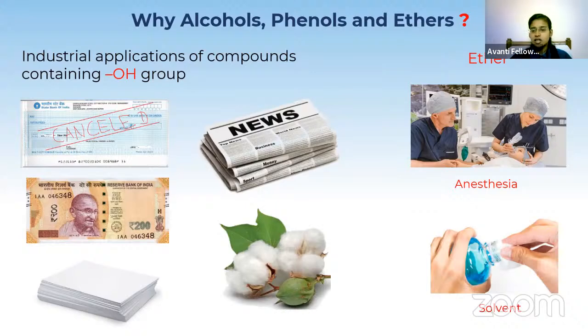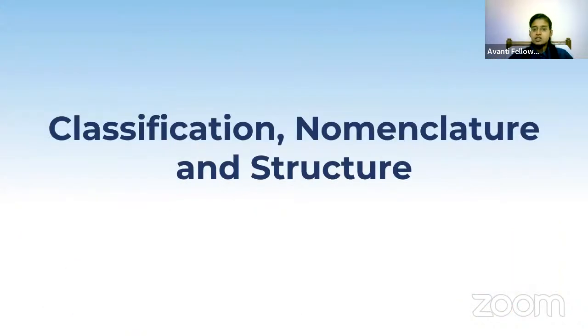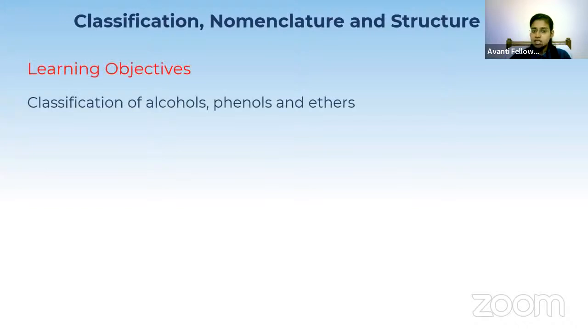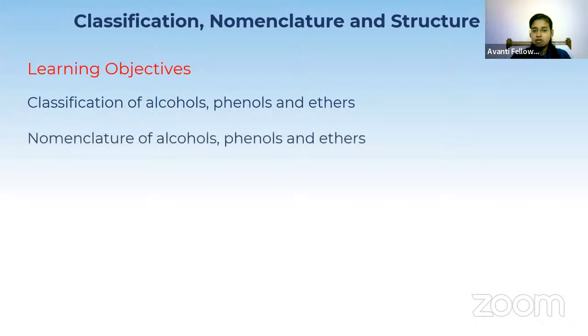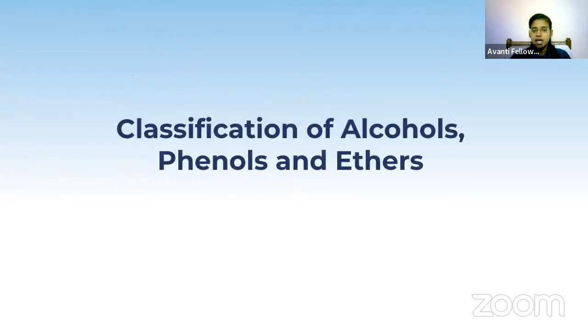So this is the introduction to this lesson. Now we will enter into the main part of it. The first main topic is classification, nomenclature, and structure. Under this, we are going to discuss the classification of all the three compounds, the nomenclature of all three, and the structure of all three. Got it? So let's move into the classification of alcohols, phenols, and ethers.